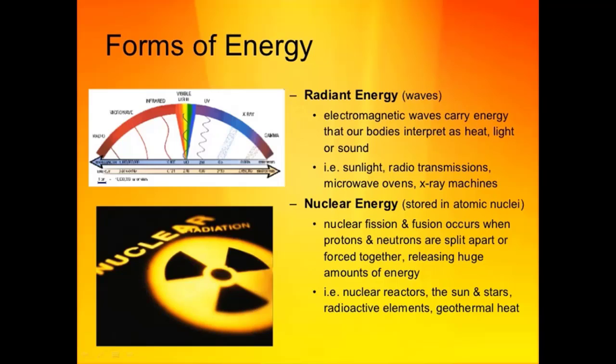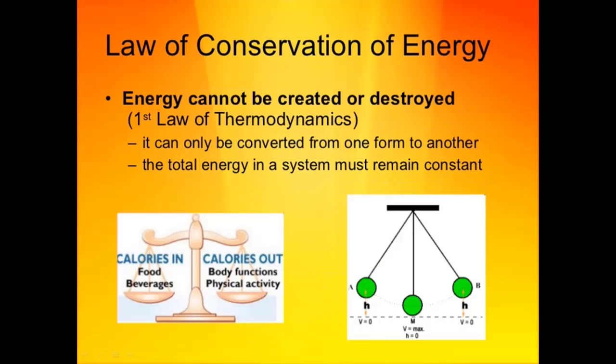Nuclear energy is stored in the atomic nuclei. Nuclear fission or nuclear fusion occurs when protons and neutrons are split apart or forced together, releasing huge amounts of energy. Examples are nuclear reactors, the sun, the stars, radioactive elements and geothermal heat. These are the examples of nuclear energy.